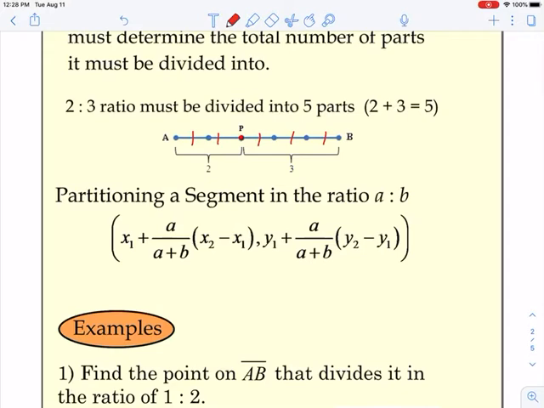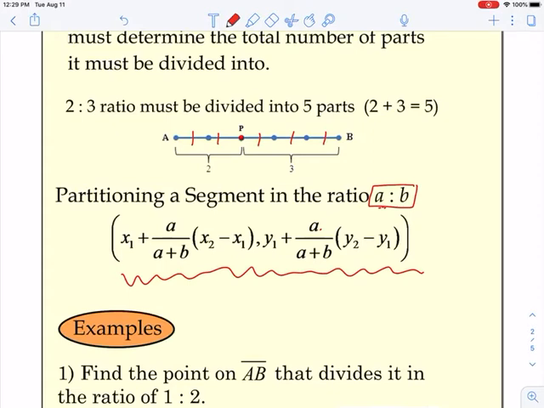So there is a formula that you can use for partitioning a segment into the ratio of a to b, and that's this mess of a formula here. Even though it looks messy and seems complex, it's really not. To get our x coordinate, we take x1 and add a over a plus b, where the a and the b come from whatever your ratio is, times x2 minus x1. And then for our y's, we'll do y1 plus that same fraction of a over a plus b, again coming from the ratio, times y2 minus y1.